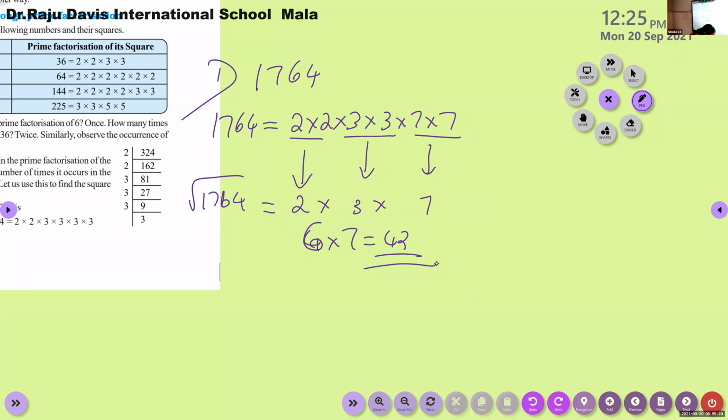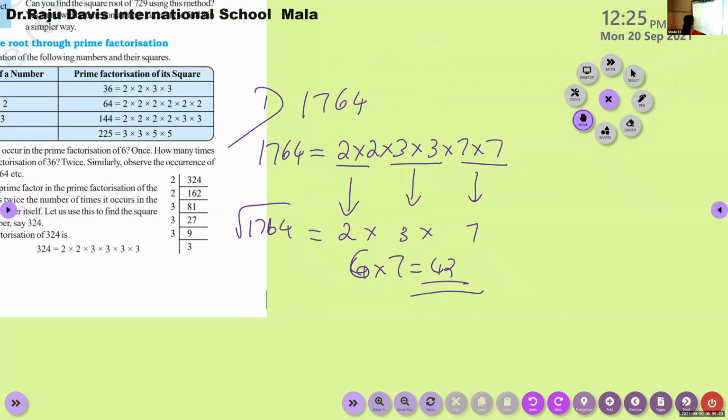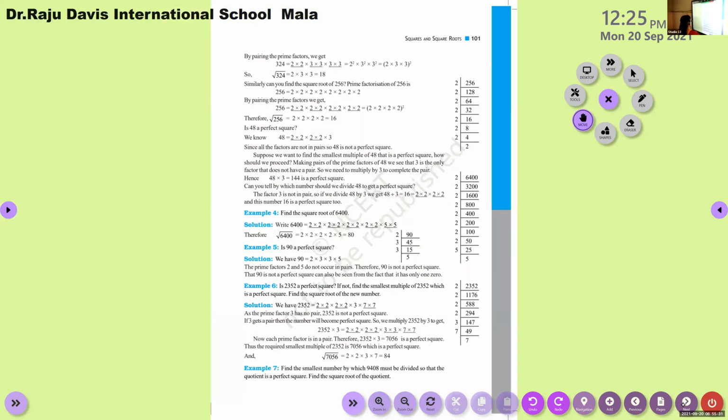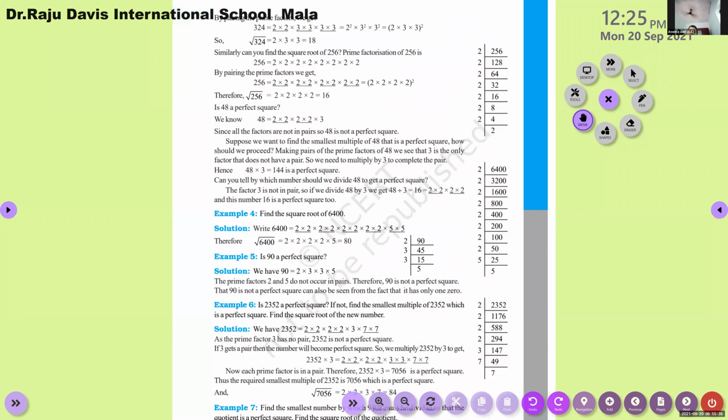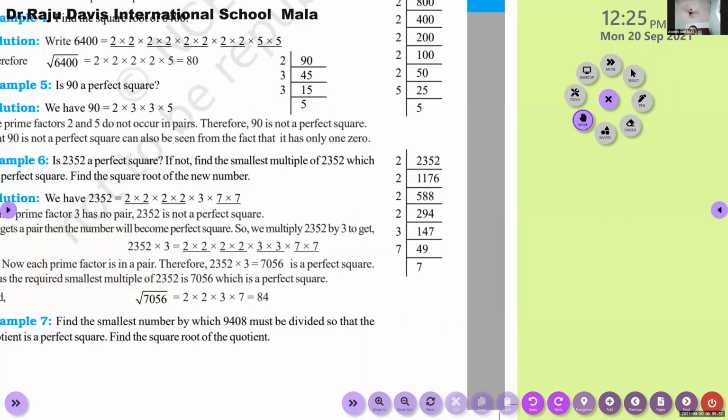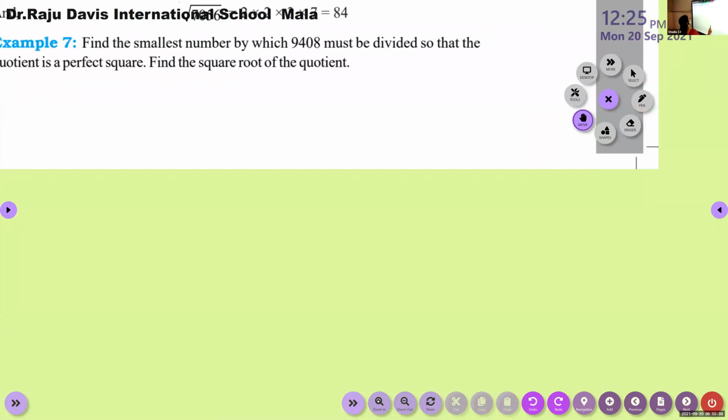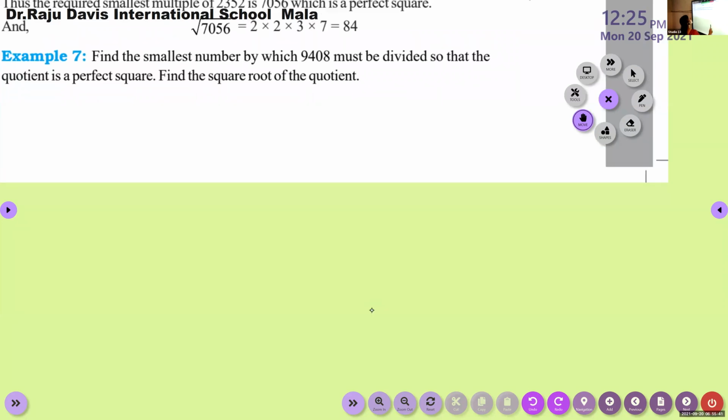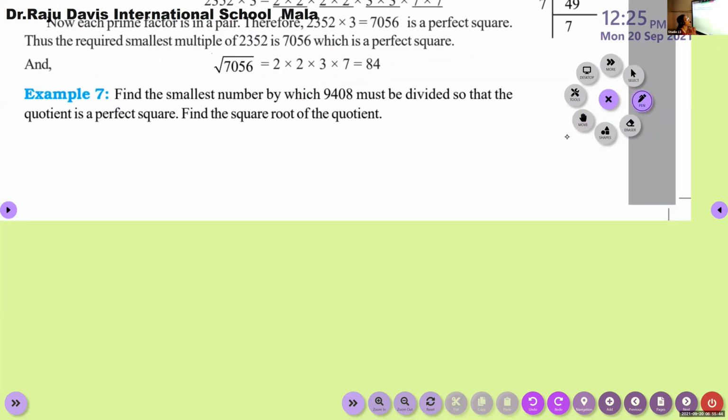One question I will give. Now you do that. Find the smallest number by which... Ma'am, the test is on the last period. Last period. Okay, ma'am. This question number 7. Do this.